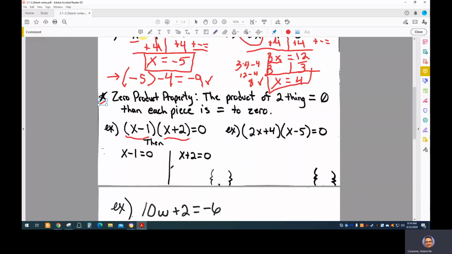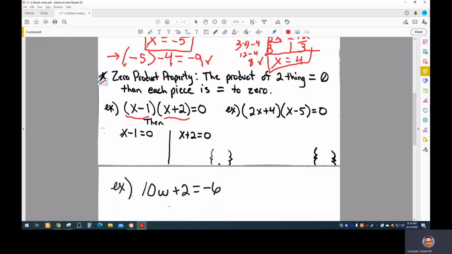So we can rewrite it. So when you see something like this, two binomials sitting side by side in parentheses, and they say it equals 0, we rewrite each piece and set it equal to 0 and solve. We're going to get two answers for this. So this one problem gives you two solutions. Well, look, this is a one-step equation. You have your little scales.